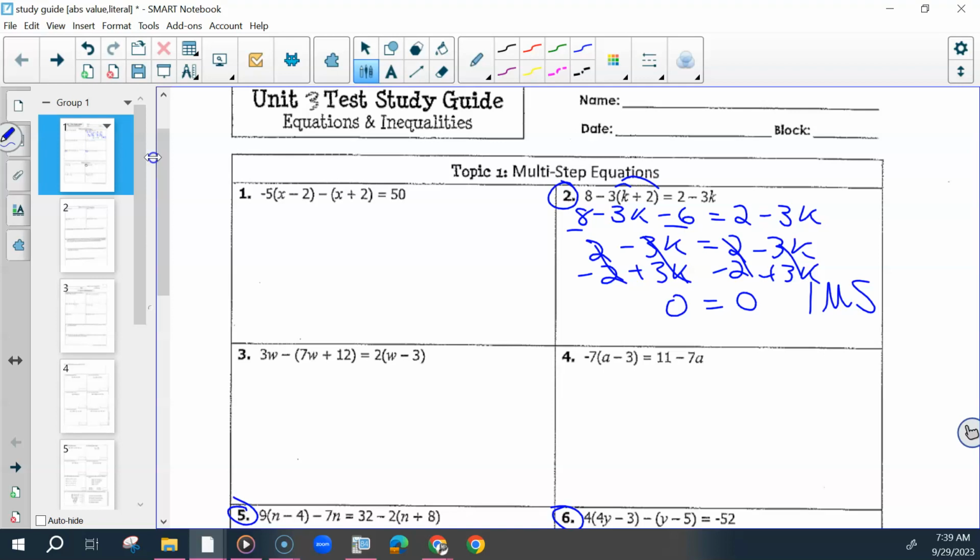Wait, so what was the other one? No solution. Yeah, that would be if these are the same, then the 3k's, but then the numbers, the constants, are different. So what if the numbers are the same and the coefficient is different? Yeah, the coefficient. If the coefficient is different, that's one solution.